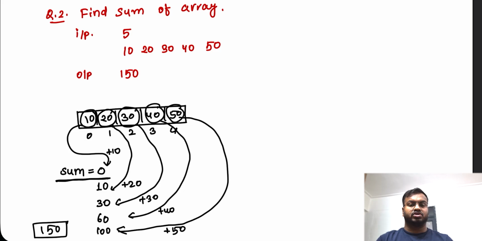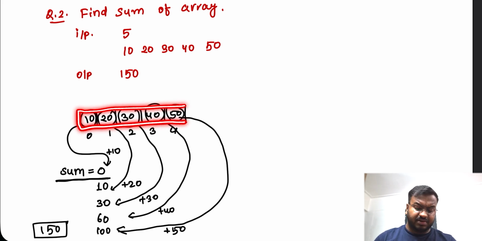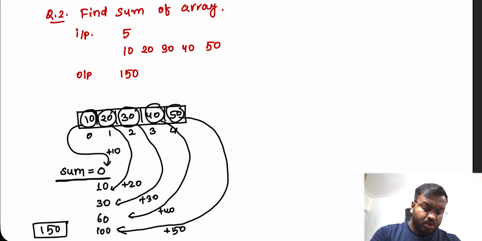For example, in the last question, we printed each element of the array on the console. So what we did, we traversed the entire array. How do we traverse? With the help of loops. So we can use a loop to traverse the entire array, and then after that we can calculate the sum. So it is going to be very easy for you all.